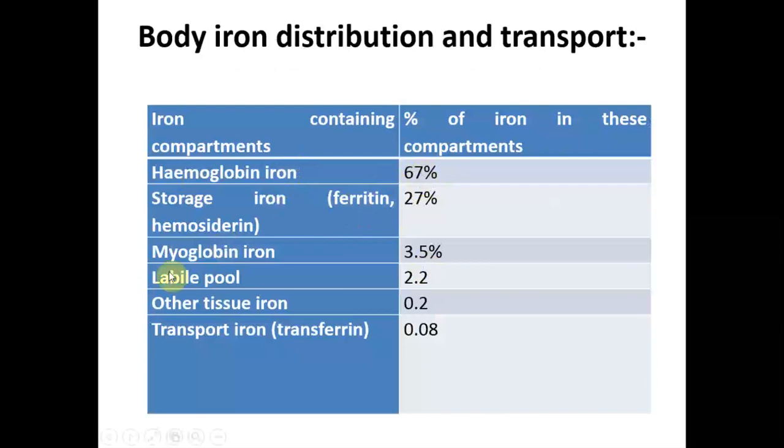We have also myoglobin iron 3.5%, the labile iron, which is in continuous cycling and release, tissue iron as enzymes inside the tissue, and the transport iron, which is transferrin. True, its amount is small, but it is very important from the kinetics point of view because it's responsible for transporting iron from the site of absorption or release to the sites where it is used or consumed for the production of the red blood cells inside the bone marrow.